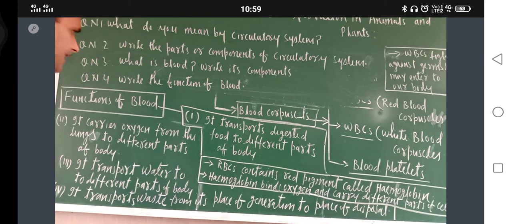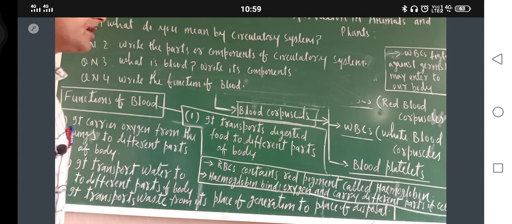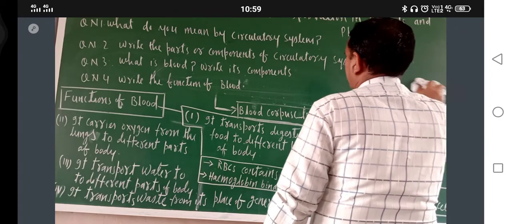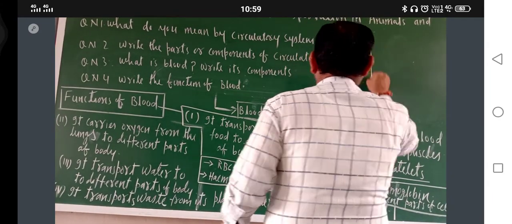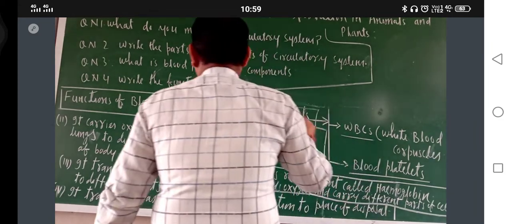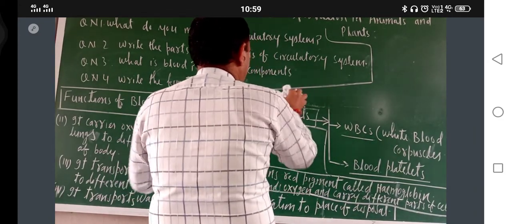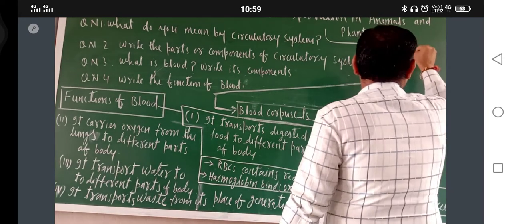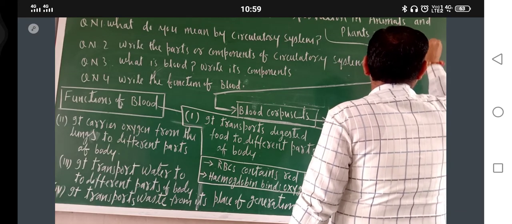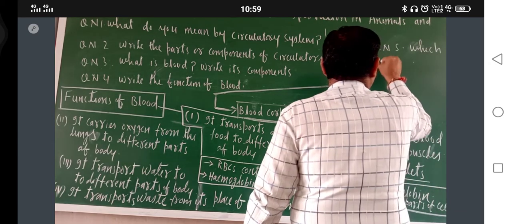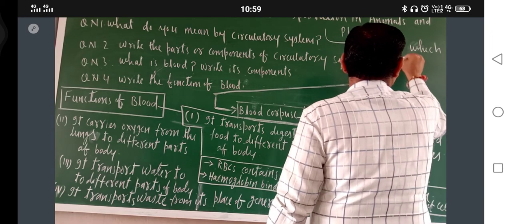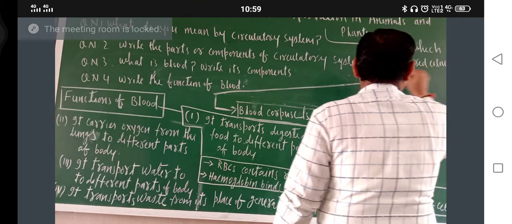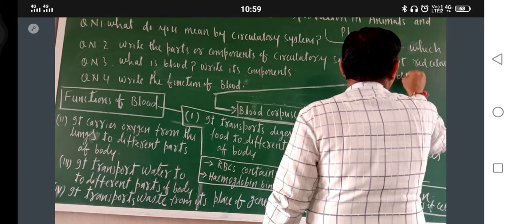Now next one, some small questions are there. So I will rub this side only. Just see. Now question number 5. Write which impart red color to blood.